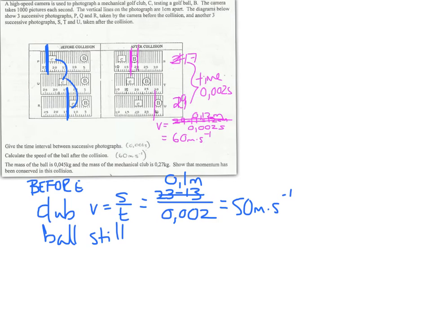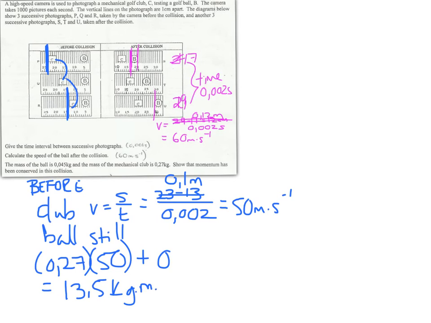So the momentum of the club before is going to be 0.27 kilograms multiplied by 50 plus the momentum of the ball, which is 0, and my total momentum before is going to be 13.5 kilogram meters per second.